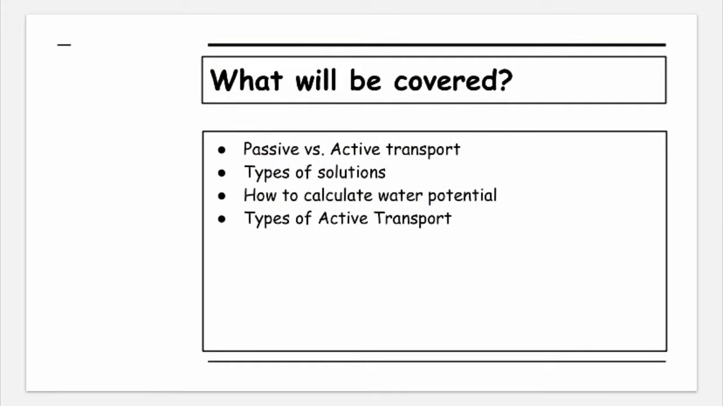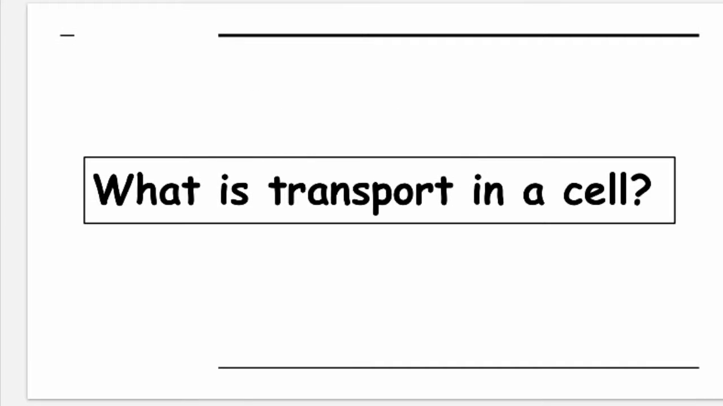There are four main topics that are going to be covered: passive versus active transport, types of solutions, water potential, and types of active transport. You might have the question, what is transport in a cell? And that's a one-sentence answer, which is the movement of substances into and out of the cell. But that's not going to be enough, so we're going to go in depth in our video today.